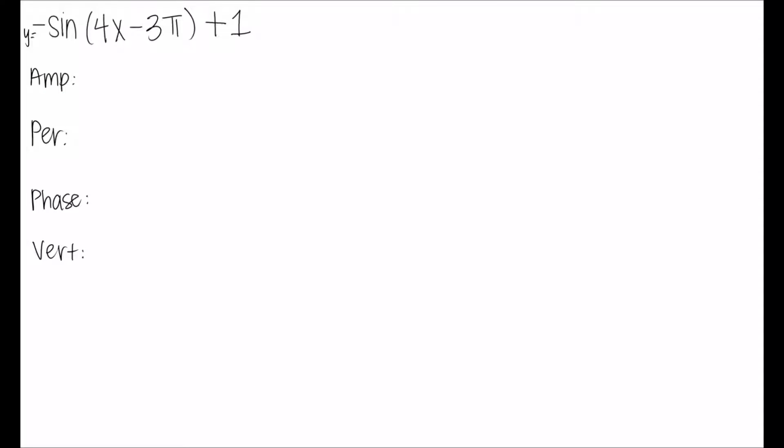Okay, let's think about what a sine graph looks like. So sine of 0 is 0. First section, we reach a peak. Second section, we're back at 0. Third section, we're at a min. And then fourth section, back at 0 to create this nice, pretty sine curve.